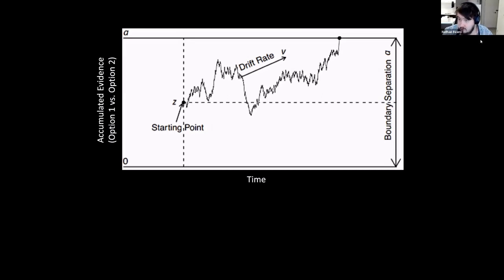Yep, go for it. Sorry, does the evidence accumulation occur only from the sensory inputs, or can it occur from some higher order processes like pre-assumptions about the situation, or I don't know, tendencies towards one stimulus?